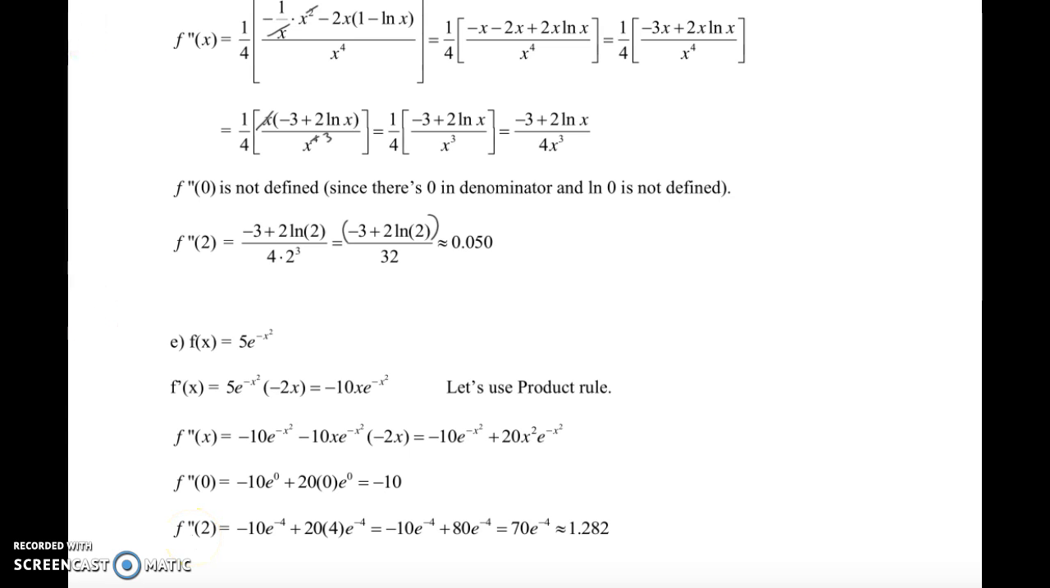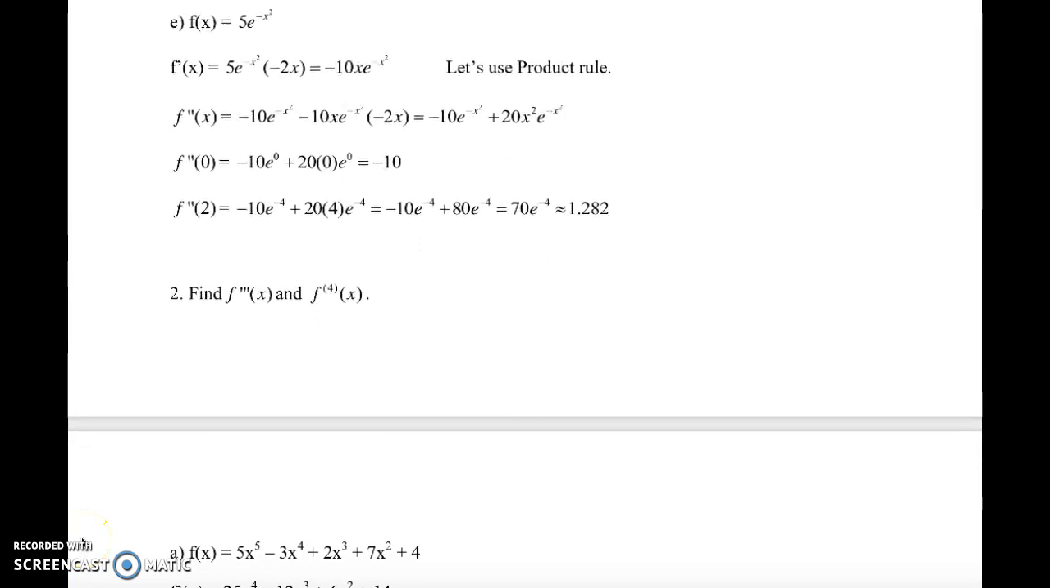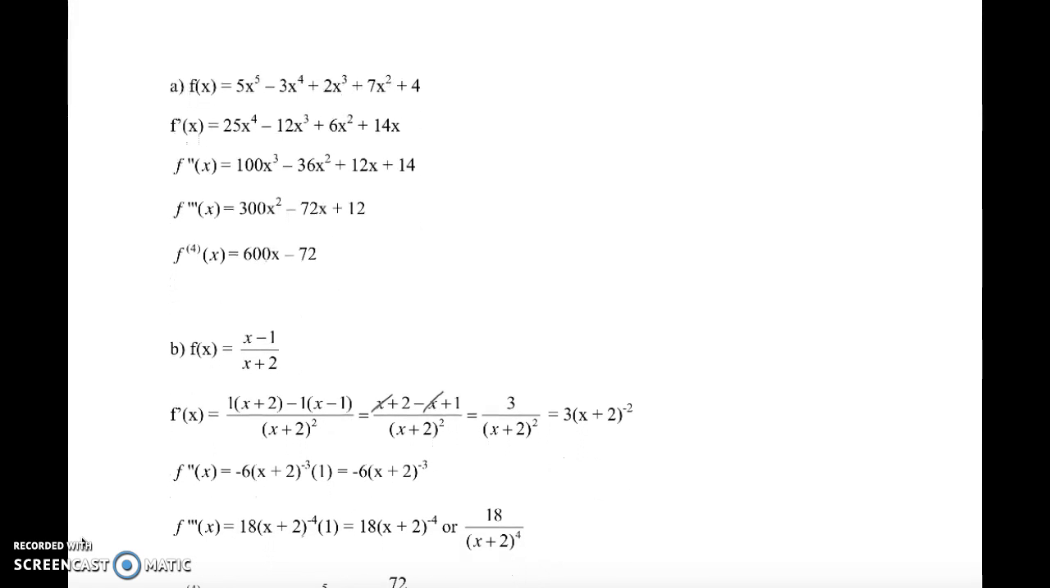All right, let's look at taking not only the first and second derivative, but extending this out to the third and the fourth derivative. So if we look at a nice polynomial, f of x is equal to 5x to the fifth power minus 3x to the fourth plus 2x cubed plus 7x squared plus 4. Going ahead and taking the first derivative, we get 25x to the fourth minus 12x cubed plus 6x squared plus 14x. This 4 drops off.